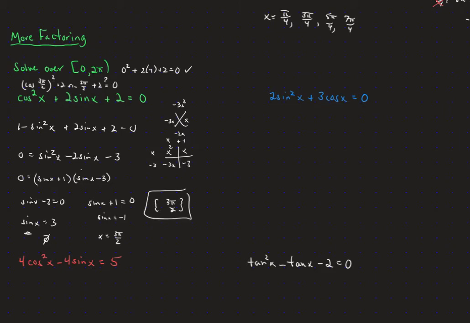Okay, let's do the next one. Again, we're going to trade the sine squared in for 1 minus cosine squared x, and we still have that 3 cosine x. Distributing will make that 2 minus 2 cosine squared x plus 3 cosine x is 0. I'm going to stick with my strategy of making the squared term positive. That means that the cosine will become negative, as will the 2.